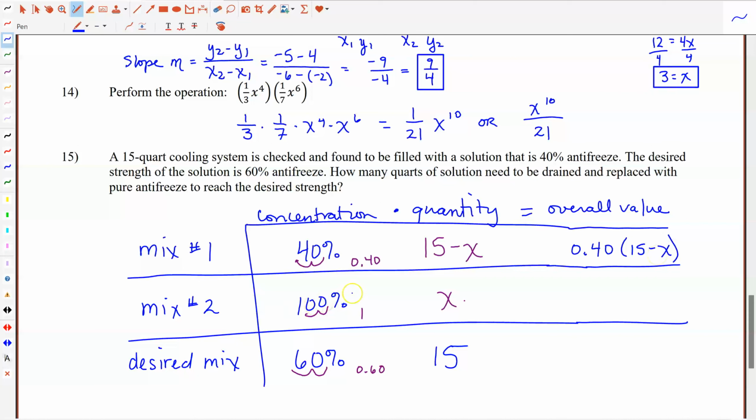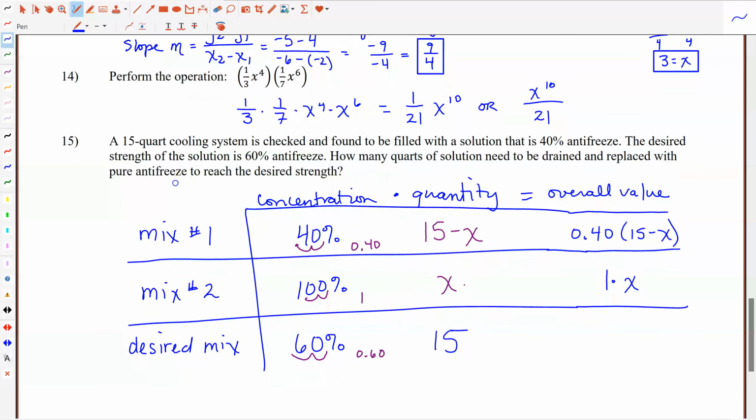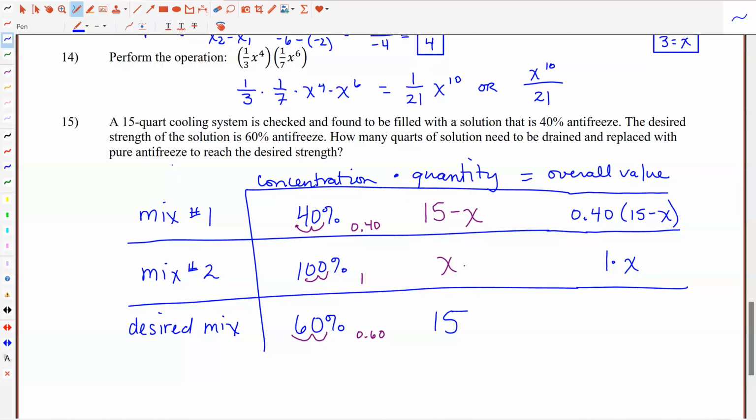For mixture number 2, its overall value is its concentration, which is 1, times its quantity. In that case, I am actually going to write the 1 because I want to see the symmetry and how we're building all these last cells. Then for the desired mixture, its overall value is its concentration, 0.60, or the 60%, times its quantity, which is 15. And this last column is where I'm going to get my equation. If I take the value generated from mix 1 and add it to the value generated from mix 2, that has to ultimately give me the value for my desired mixture.